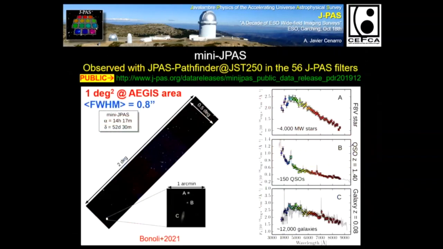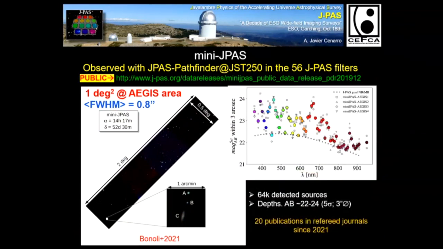Mini-JPAS is already the first JPAS data, a small region of the sky observed a few years ago. It's 1 square degree in the AEGIS area with a seeing of 0.8 arcseconds. It was observed with an interim camera, not the final JPAS camera, but with the real JPAS filters. You can see here an example of typical stars, quasars, and galaxies, and how the J-spectra look. These are the depths that we are getting in this particular pointing, from 22 to 24.